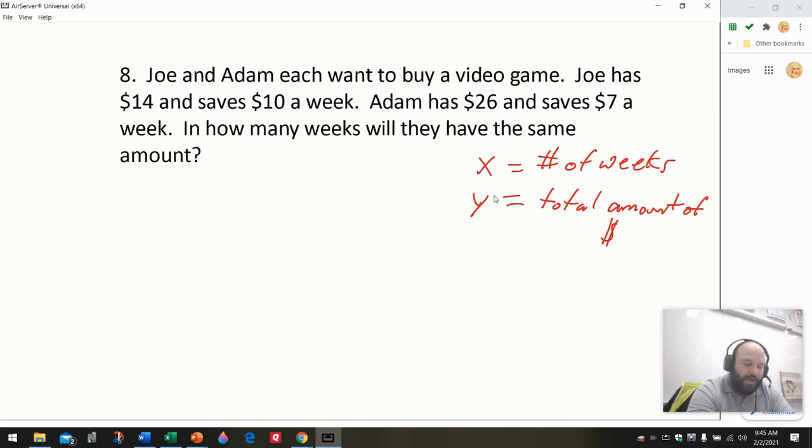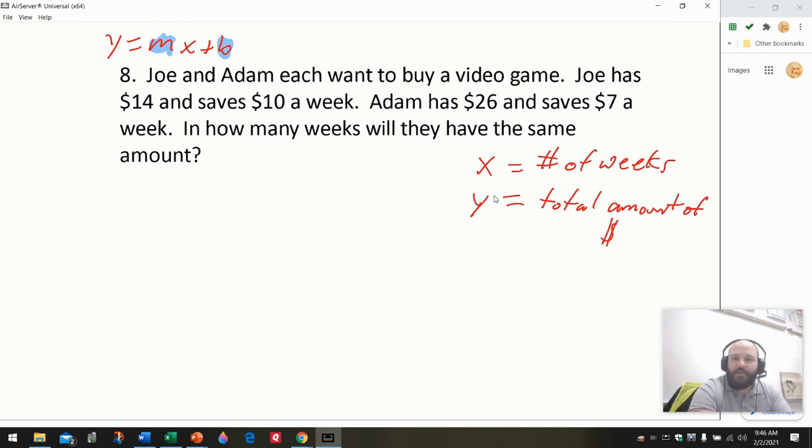So it says Joe and Adam each want to buy a video game. Joe has 14 already, and then he saves $10 per week. So I'm not sure if you might recognize this or not, but this is a perfect example of y equals mx plus b. Now remember, for slope-intercept form, b is your beginning amount. That's how much you start with. And then the m is your reoccurring amount. It's an amount that shows up more than once. It comes, like in this case, every week.